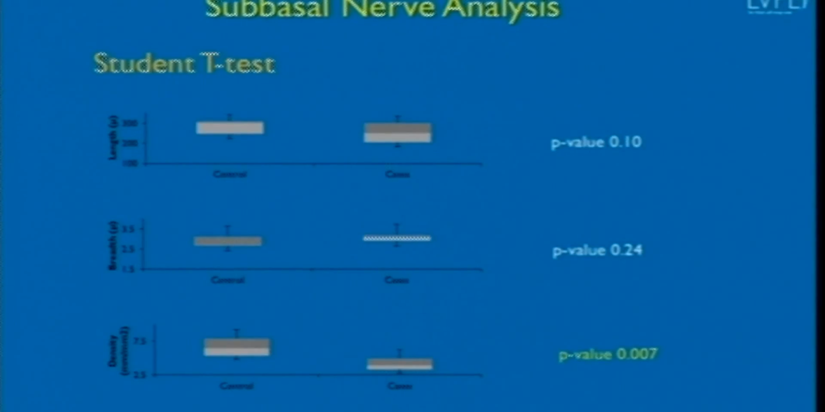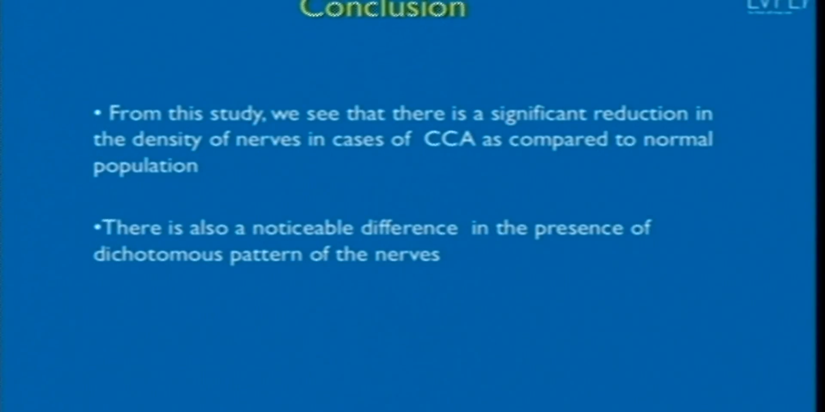On analysis of the length, breadth, and density, it was found that the density of the corneal nerves was significantly lower in cases as compared to controls, with a mean of 4.11 compared to 6.52 millimeters per square millimeter. The p-value was found to be 0.007. From this study, we see that there is a significant reduction in the density of nerves in cases of CCA as compared to a normal population.